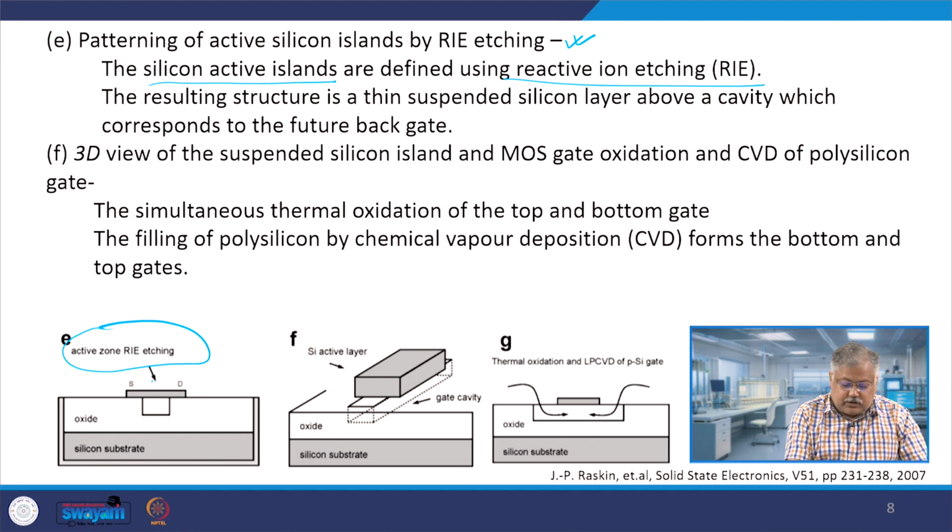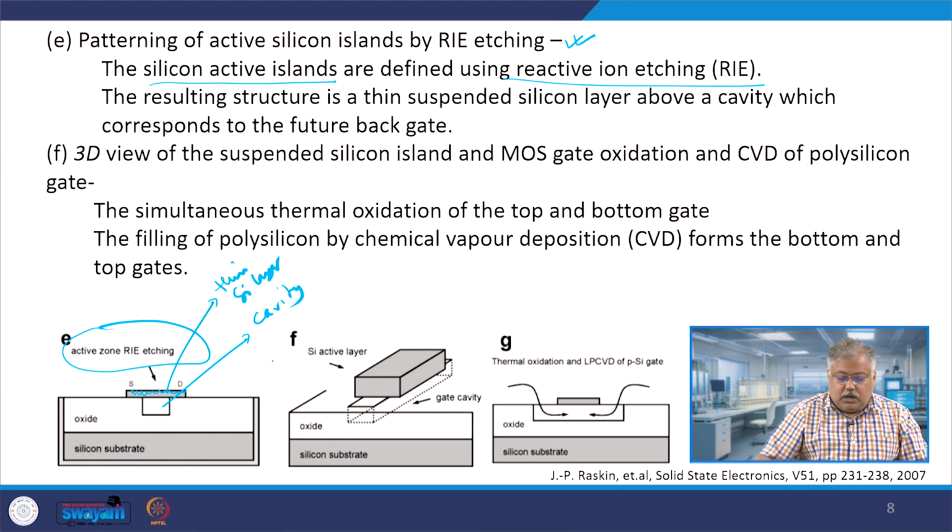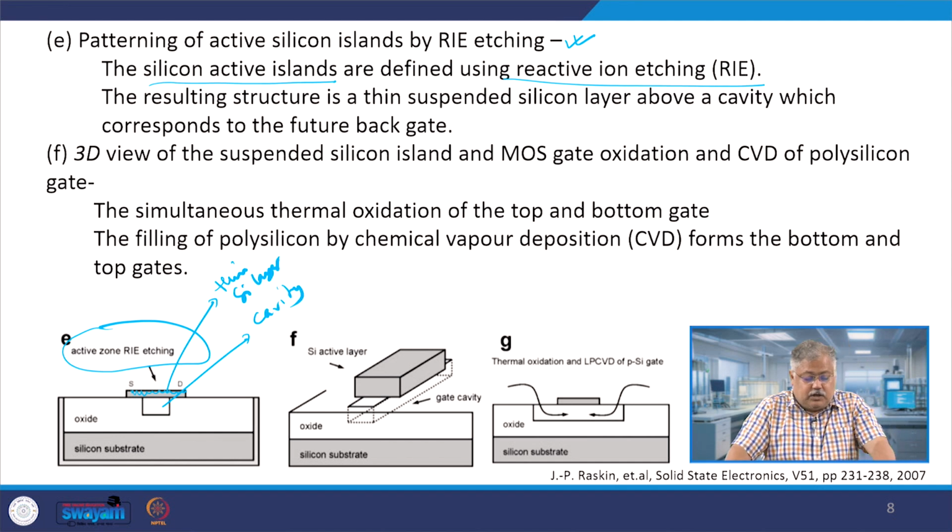Once you do an etching, for the subsequent growth you are actually putting an etchant layer here. So, what will happen is that once you are able to etch the downward one, the resulting structure is a very thin suspended silicon layer above the cavity. So, you have this cavity here, and above which you have this thin silicon layer, and this will correspond to the back gate while we do the next set of steps.